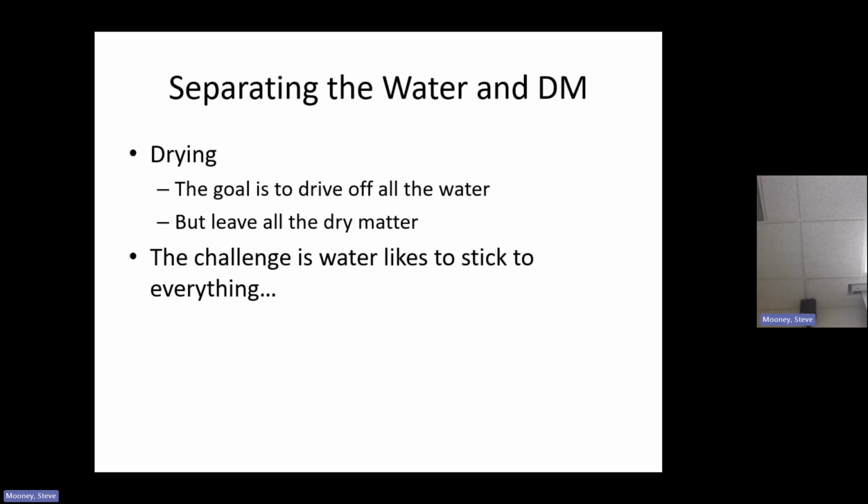So the challenge with water is it likes to stick to everything. And that's one of the cool properties of water. That's why it flows through a paper towel when you put it down on a spill. It sticks to everything. It wants to be there. But trying to separate things out is a challenge when we're doing that. So we tend to make some assumptions. It's very hard to separate purely and cleanly. Water over here, dry matter over here. So we accept a certain amount of error.